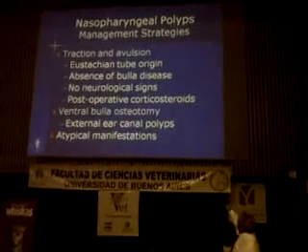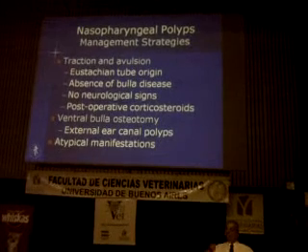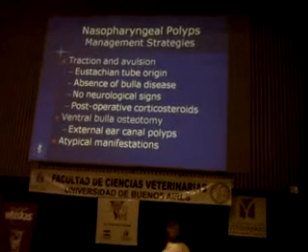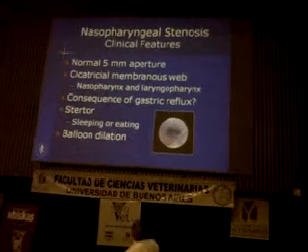There are different ways of treating this, but typically traction is the way that we do it. And we can reduce the relapse rate by using steroids. So I'm just not going to talk much about that anymore.